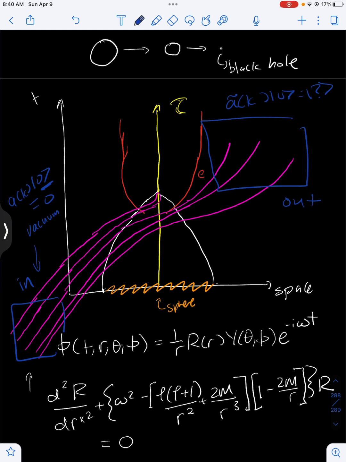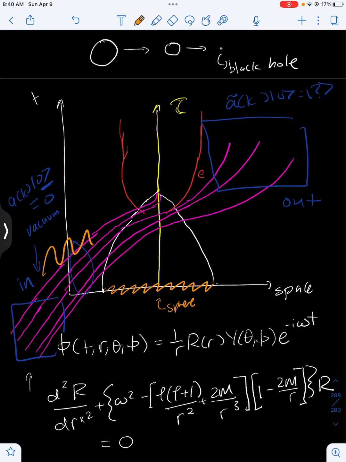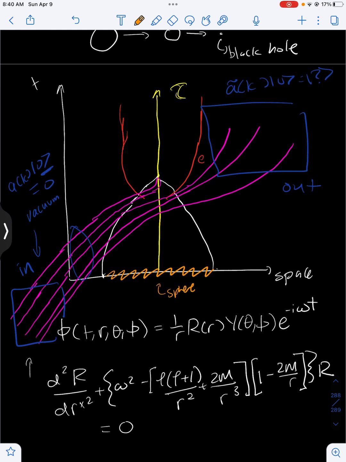Now, here we use light rays, right? We're using them to give an analog of quantum fields. Of course, quantum fields don't travel through these nice lines, they're waves. But the same thing is going to apply here. If you look at a wave that's approaching this black hole, it's going to be redshifted in the out region. So how do we actually show this mathematically? Well, here's how we do it.